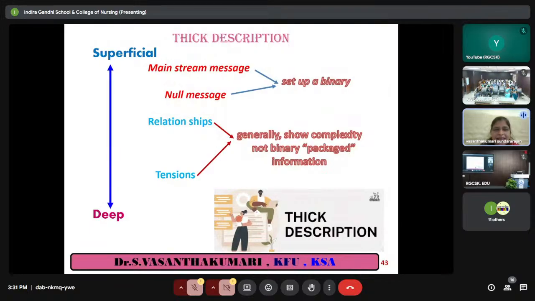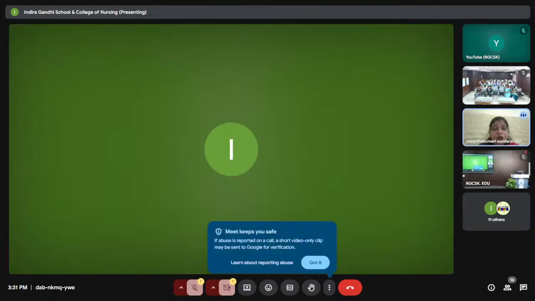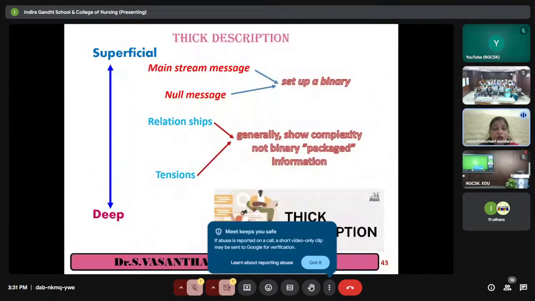So you can see this is thick description. From superficial learning, we are going to deep learning. That's very important, because in superficial learning the mainstream message is given, sometimes a null message, no message. When you give them tension, some kind of challenging situation, students will go for critical thinking and problem solving. They'll create something, they'll come up with innovation. Innovation is very important, and it comes only if you go with deep learning.